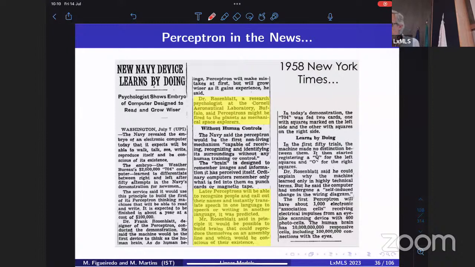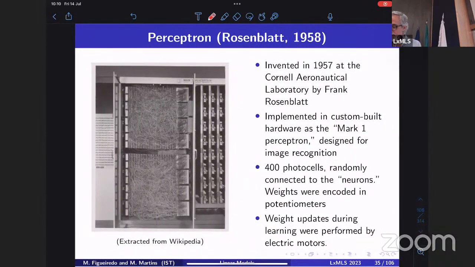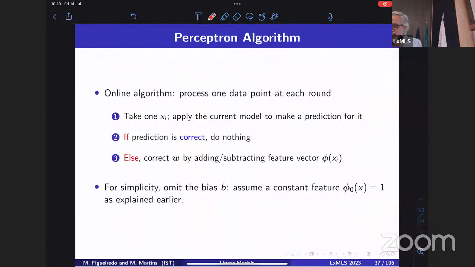So this is 1957, 58, okay? It's the same talk we're having today about, say, ChatGPT. They were having it in 1958 about perceptrons, which is just a bunch of neurons, a bunch of potentiometers and engines. Okay. So how does it work?